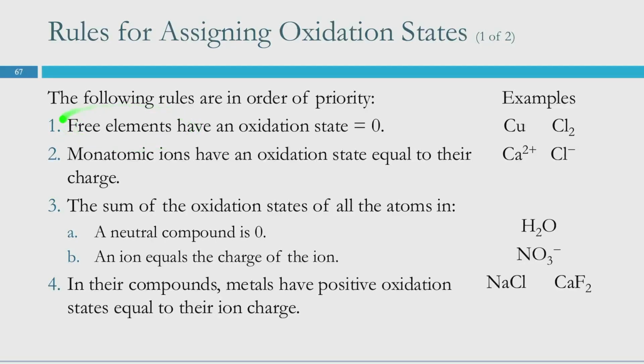So our free elements have an oxidation state of 0. So copper normally exists as Cu. Chlorine normally exists as Cl2 because this is one of our diatomic elements. So if you see an element by itself, that typically means it's got an oxidation state of 0, which coincides with its charge. Again, it's not charge.